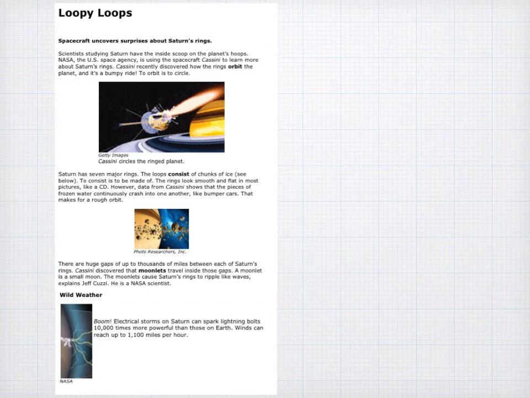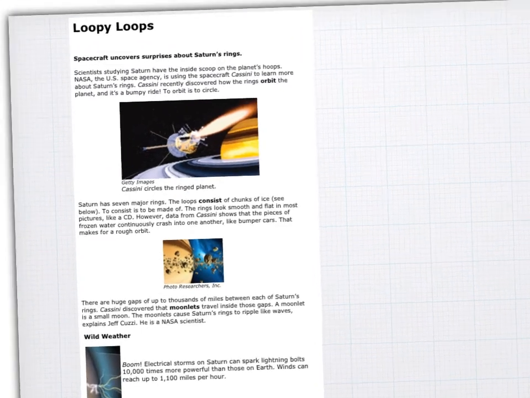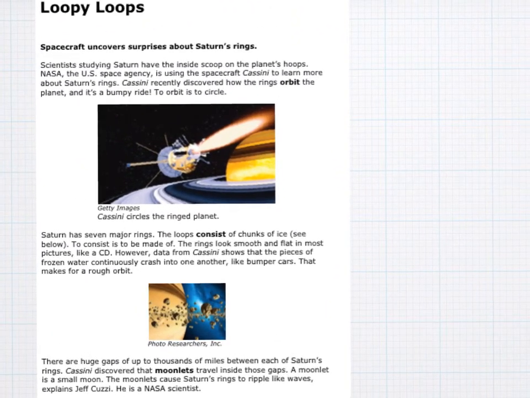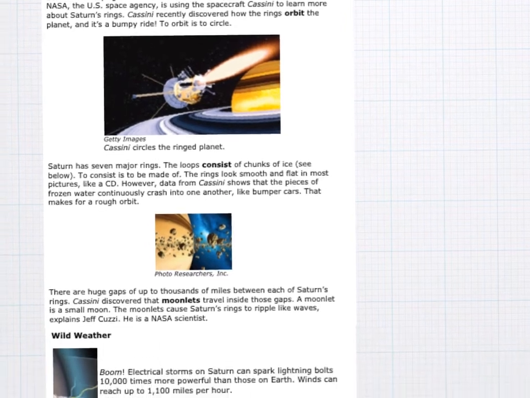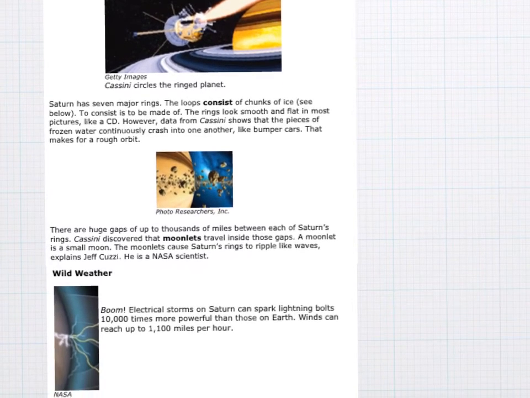Alright, let's talk about it. What kind of examples of figurative language did you find? Now, when I look at this article, the first thing I notice is the title. And the title is called Loopy Loops. This kind of figurative language is an alliteration. Now, as I read the first paragraph, I don't really see any figurative language. But that's okay, because I know there's more in here. I'm going to scroll down to this next paragraph.